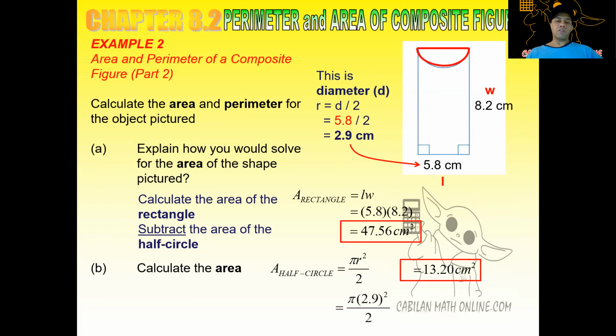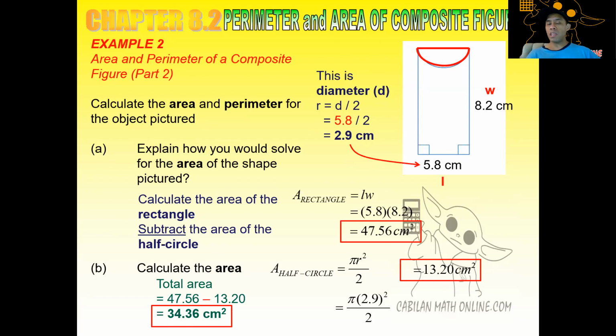So now that we have the two areas, as I said before, you're taking that half circle and removing it. If there are any diagrams that look like something has been removed from another shape, then you have to subtract the areas. By doing that, that will give us a total area of 34.36 square centimeters. This area is the area of the shape that we started off with in the question. The main thing you have to understand here is why we have to subtract the areas.